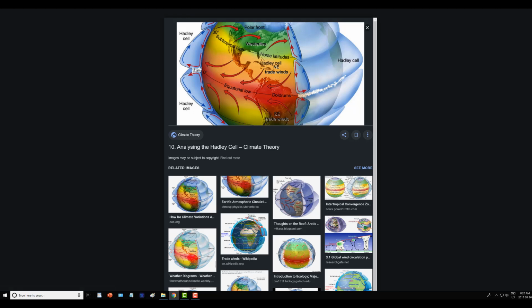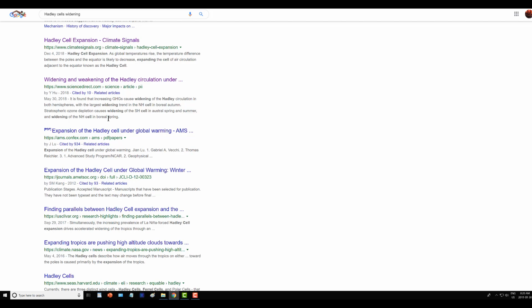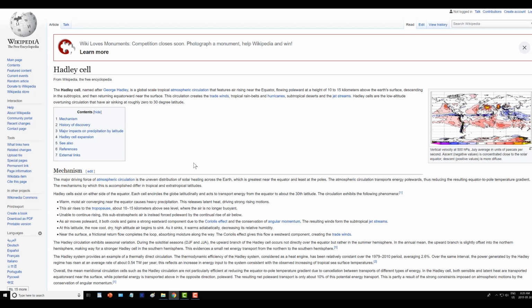So, what's the problem with Hadley cells? Well, Hadley cells are weakening and they are widening. Let's just have a couple of bits of information on the Hadley cell. The Hadley cell, named after George Hadley, is a global-scale tropical atmospheric circulation that features air rising near the equator, flowing poleward at a height of 10 to 15 kilometers above the Earth's surface, descending in the subtropics, then returning equatorward near the surface. This circulation creates the trade winds, tropical rain belts and hurricanes, subtropical deserts and jet streams.